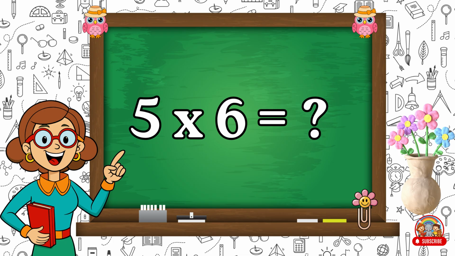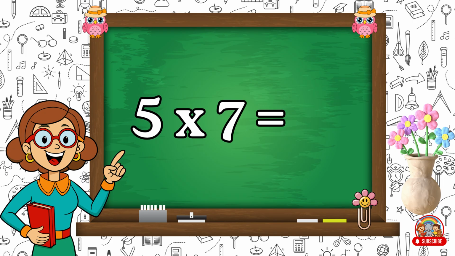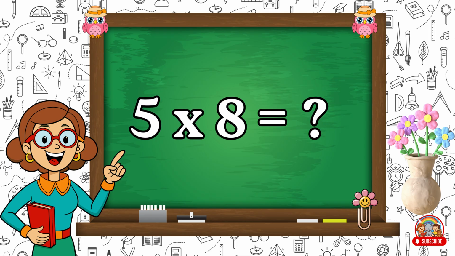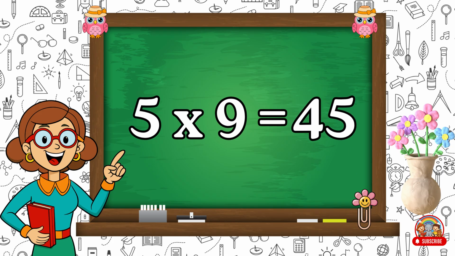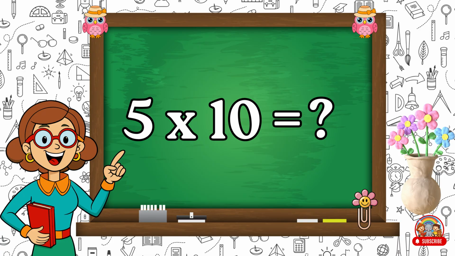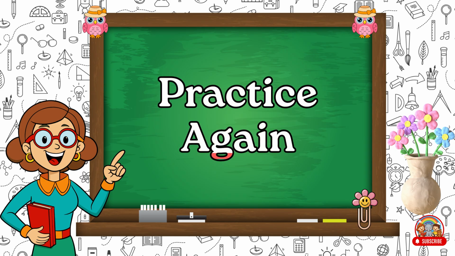5 six are 30. 5 sevens are 35. 5 eights are 40. 5 nines are 45. And last, 5 tens are 50. Now let's practice again. Choose the number and tell me the answer.